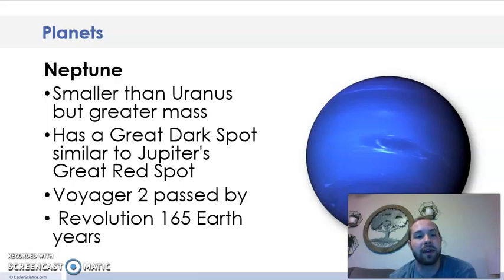Now, there are a lot more facts that we can find about planets, but this is just a general overview of the planets in our solar system. All right?